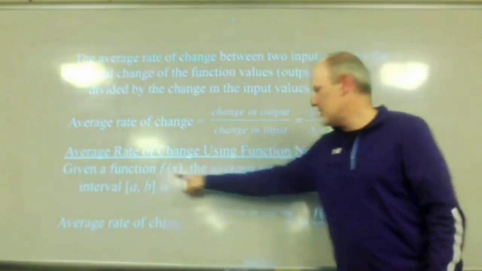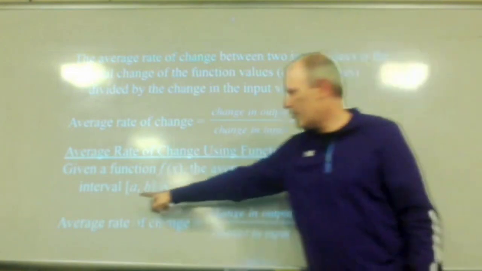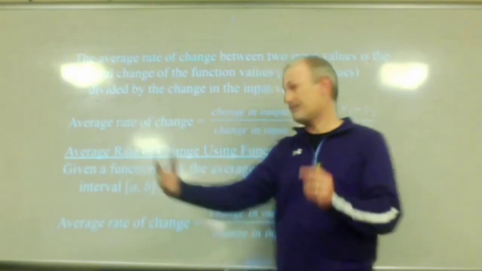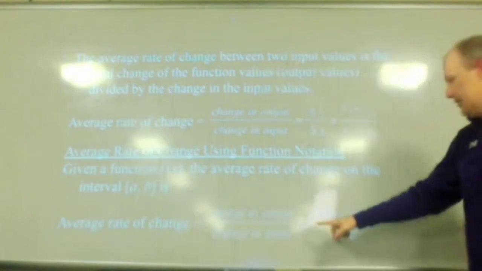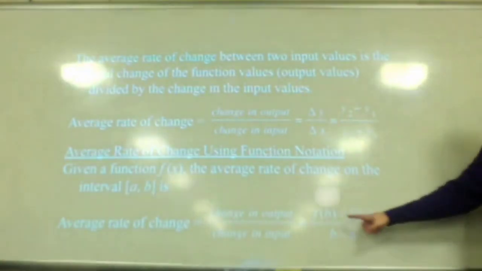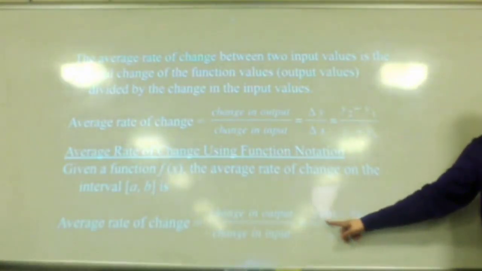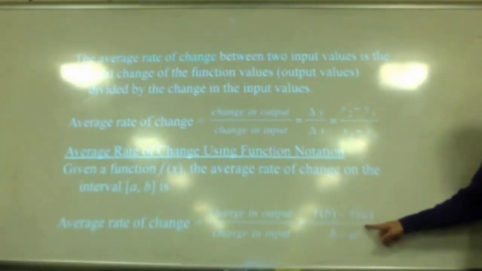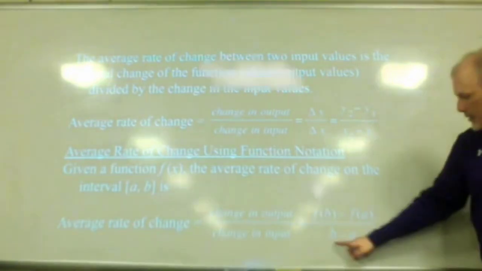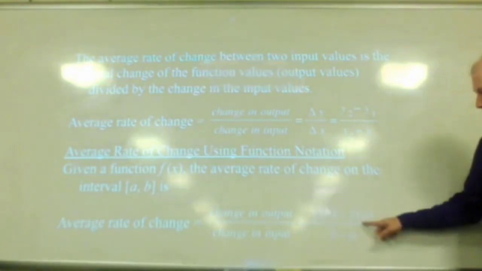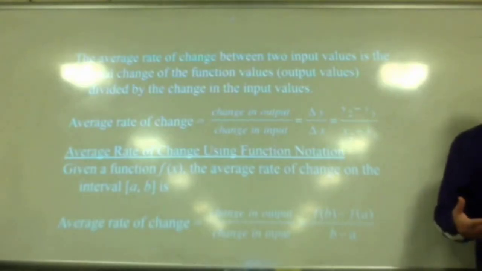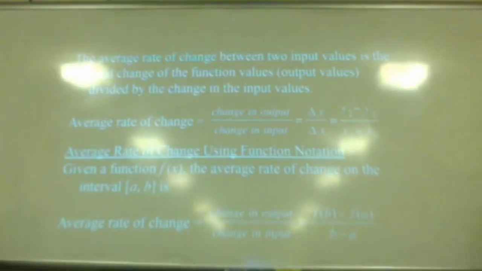The average rate of change using functions on the interval from a to b. Remember, a to b, those are those x values from a to b. And this is, again, same thing, change in output divided by change in input. And you can see it better on your paper, but it's f of b minus f of a divided by b minus a. Okay? And again, the b minus a are the x values. The f of b and the f of a are just y values. It's just a different way of writing the same thing. So two different ways of writing that same thing.